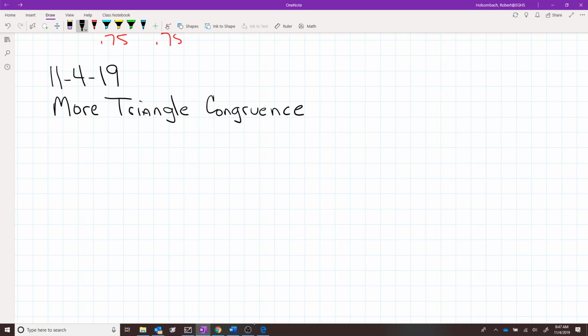Last week we talked about side, side, side, and side, angle, side congruence. Today we're going to talk about angle, side, angle, which is abbreviated ASA.